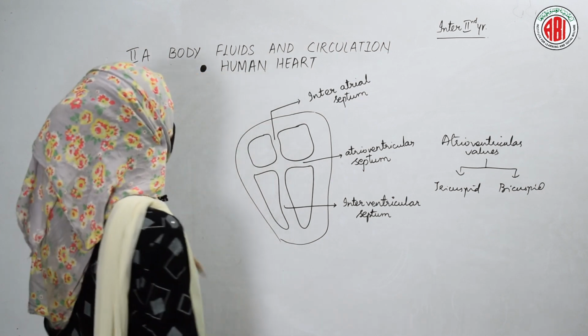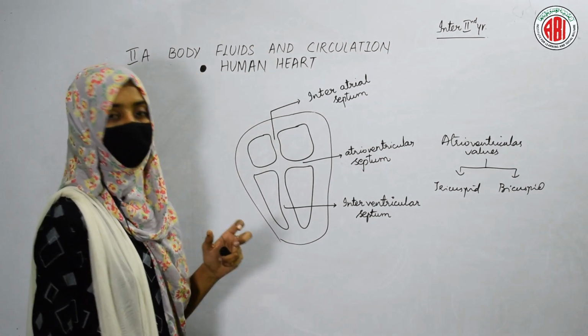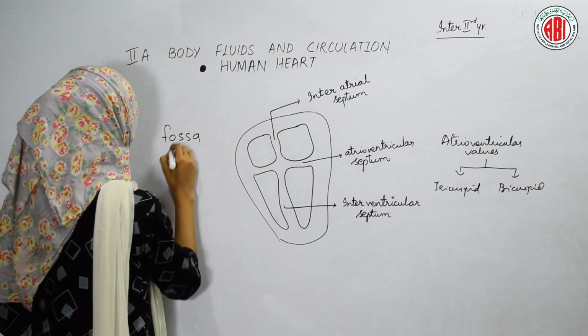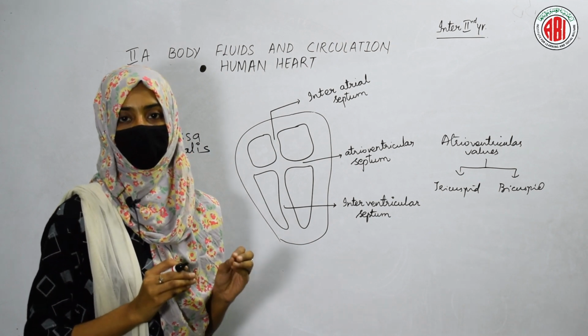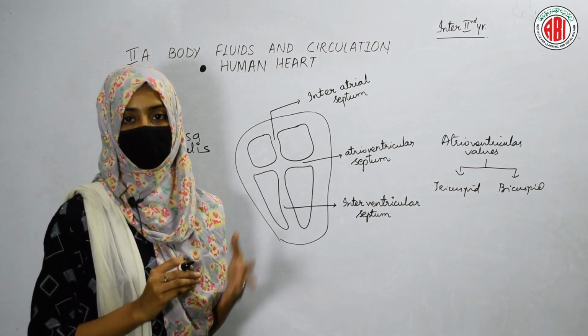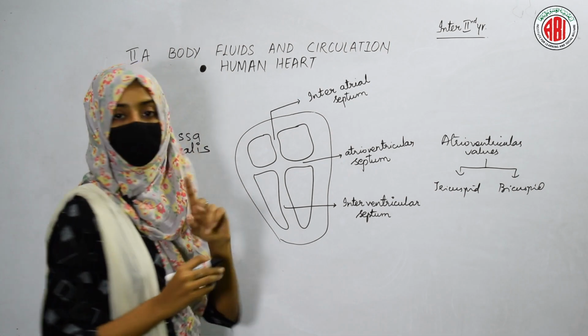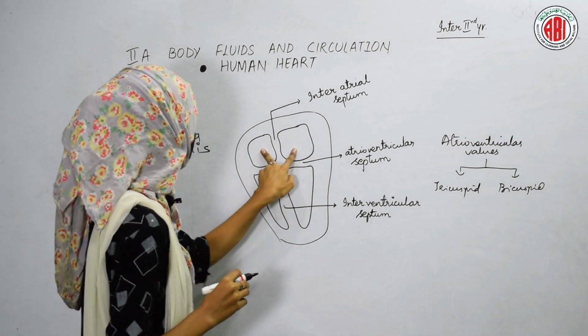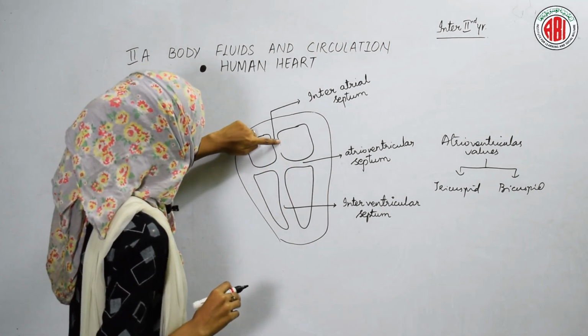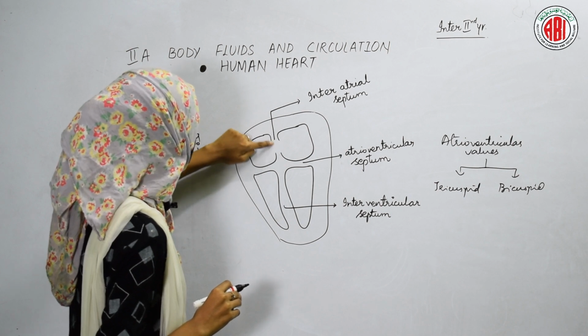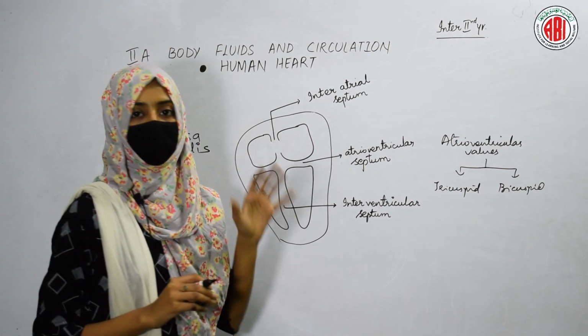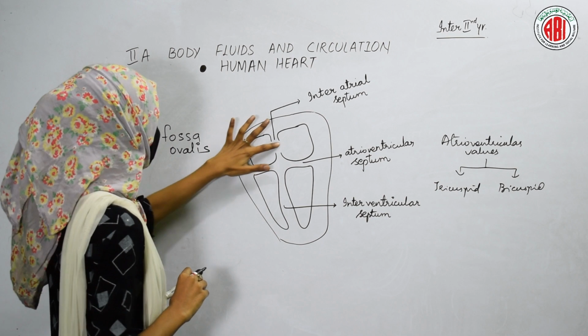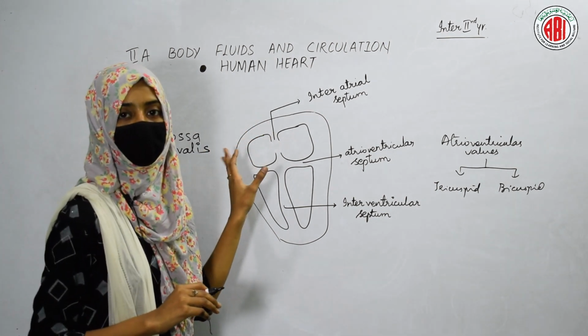You might have heard about a term fossa ovalis. What do you mean by this term? In the fetal stage, the heart of the fetus does not show two separate atrium. This membrane, this lining, is not present in the fetal heart. In this way, a space, a hole can be seen in the fetal heart.